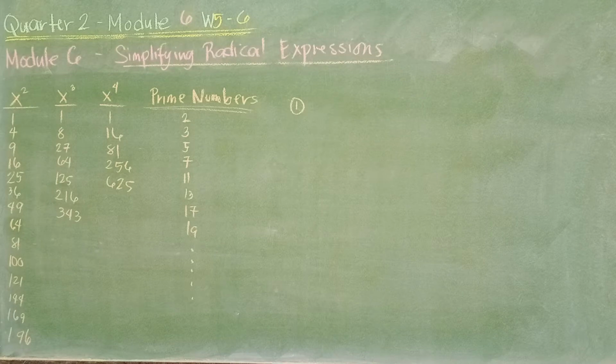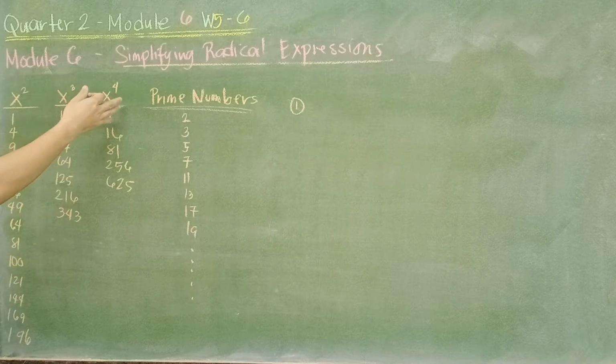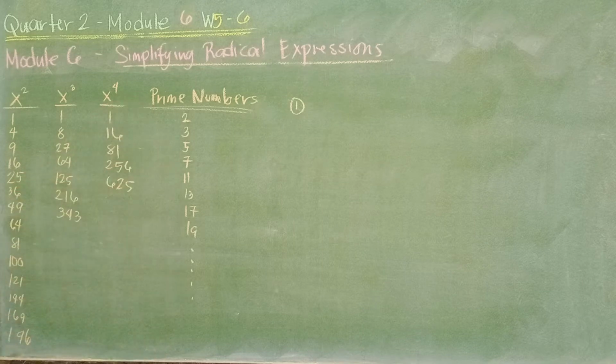Okay, next. So, let's say meron tayong listahan ng mga perfect square. Yung mga perfect square, perfect cube, and then yung mga perfect numbers na may exponent na 4, and then yung mga prime numbers. So, magbibigay tayo ng mga example para doon sa tatlong columns para malaman nyo yung pinagkaiba nila.